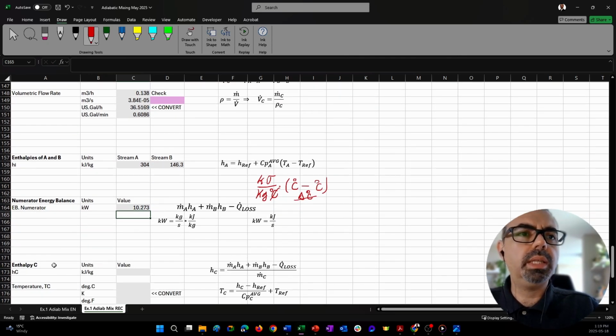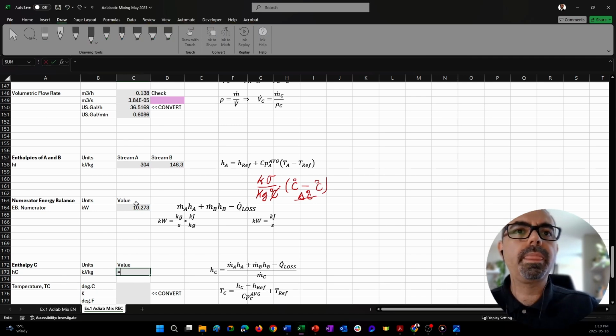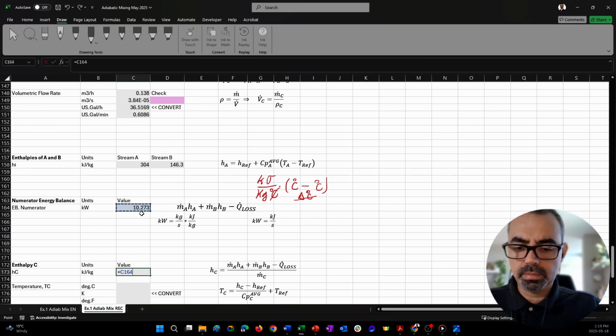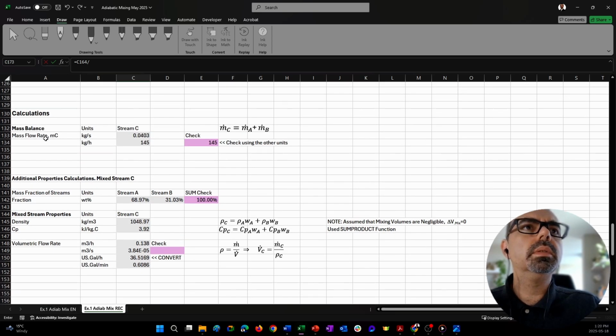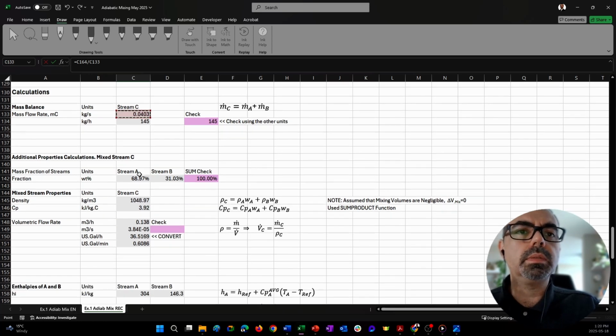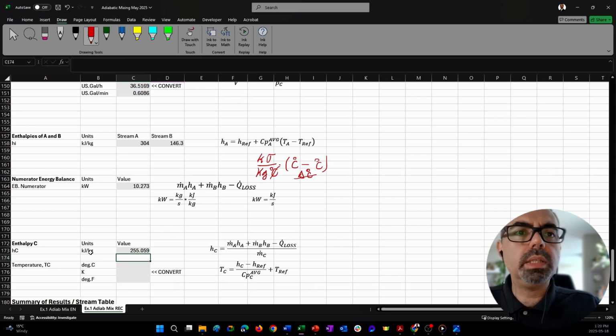Now, in order to evaluate the enthalpy of stream C, I need to divide that number by the mass flow rate of C. So I'll just do equal again. This divided by MC, which is up here. And I have to make sure that I do it in kilograms per second, just to be consistent with all the units. And that's it. I ensure that this value is in kilojoules per kilogram.